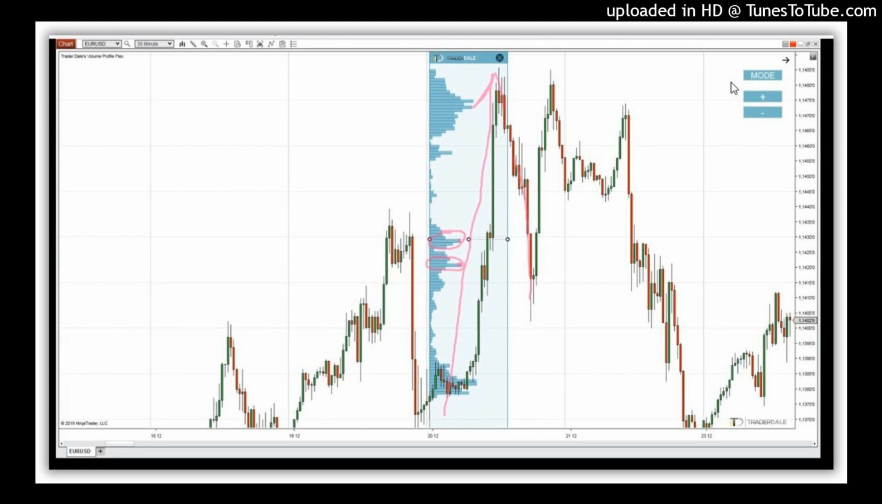So let's have a look at the trend setup in some real charts. Before you, this is the Euro-Dollar 30-minute time frame. This is my favorite time frame for intraday trading. So let's get to it. In here, you can see a strong uptrend.